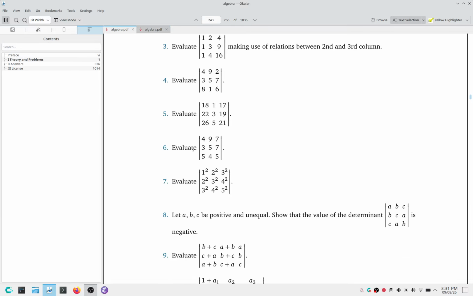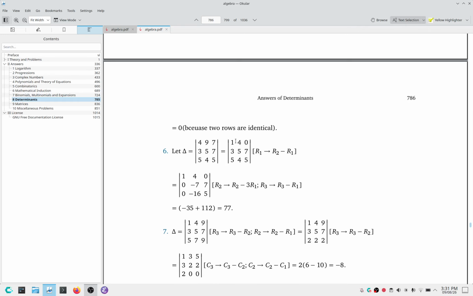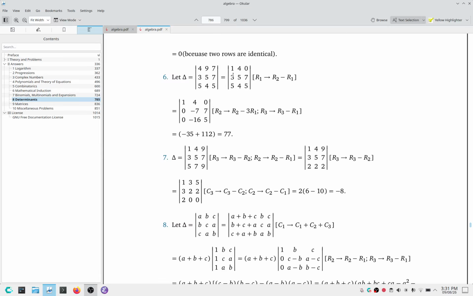Question 6 says evaluate the determinant with rows 4, 9, 7; 3, 5, 7; and 5, 4, 5. So what we do is R1 = R1 - R2. Okay, so 4 minus 3 is 1, 9 minus 5 is 4, and 7 minus 7 is 0. So the other two rows remain the same.